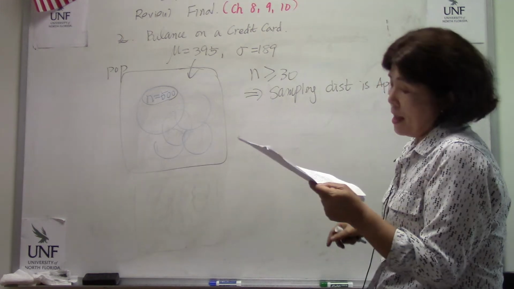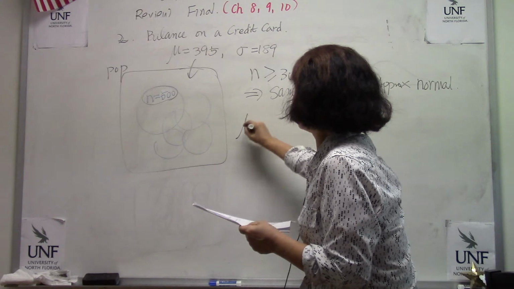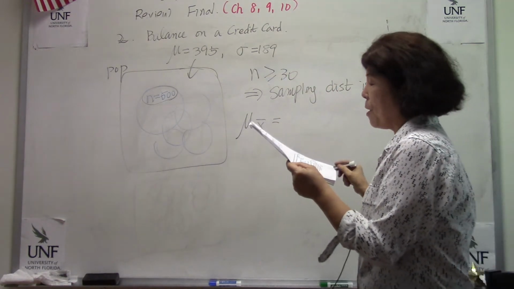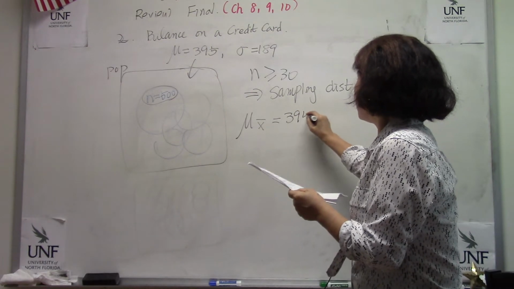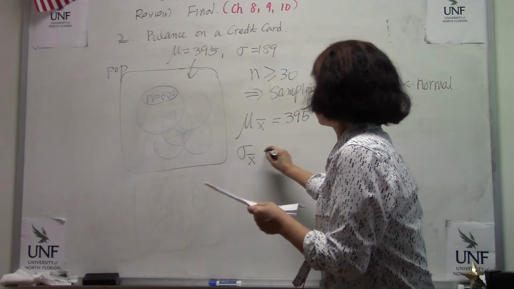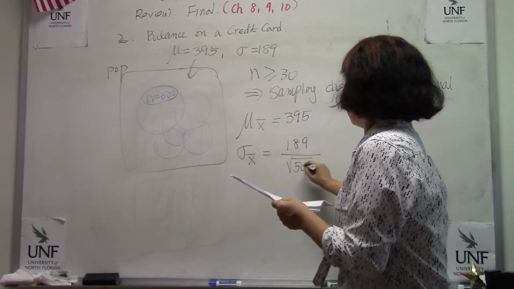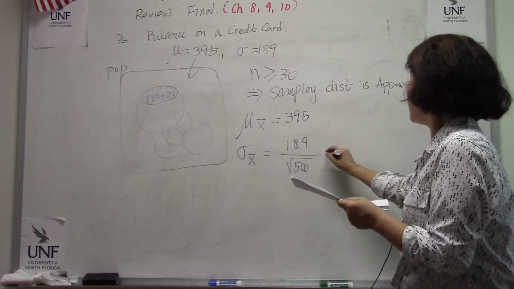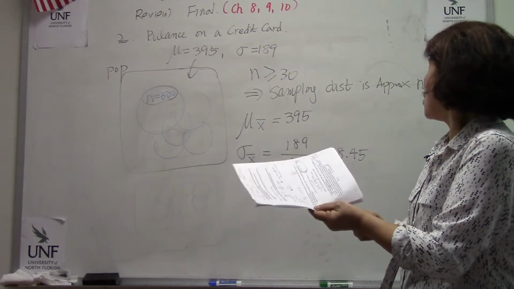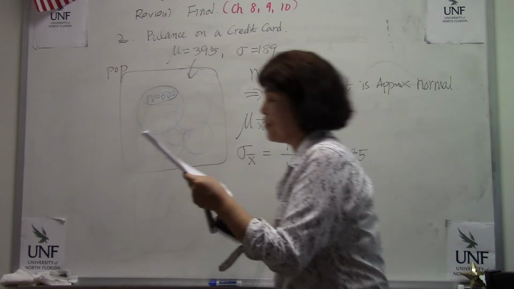Okay? So from here, we are going to make a little adjustment. When you have a sampling distribution, mu sub x bar is going to be the same as mu, so 395. However, sigma sub x bar is going to be different, 189 over square root of 500, which is 8.45. Okay, so using these two numbers, we can compute.